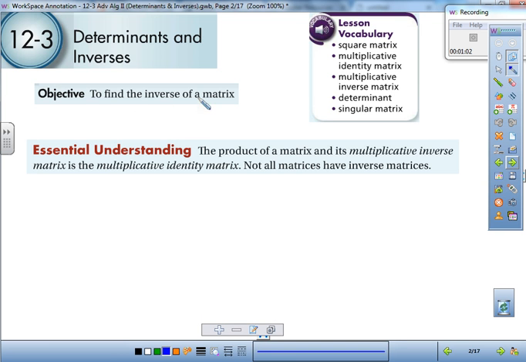So our whole goal is to be able to find the inverse and the determinant of a matrix. And something that we need to make sure we understand from this section is the product of a matrix and its multiplicative inverse matrix is the multiplicative identity matrix. And not all matrices have inverse matrices. And we'll talk a little bit more about that.